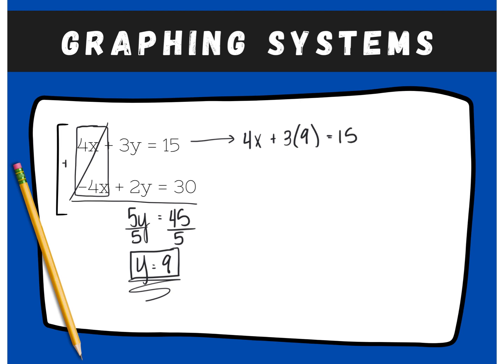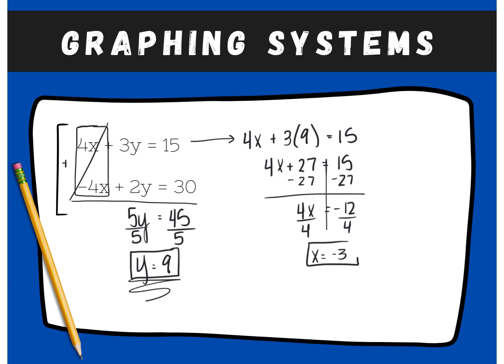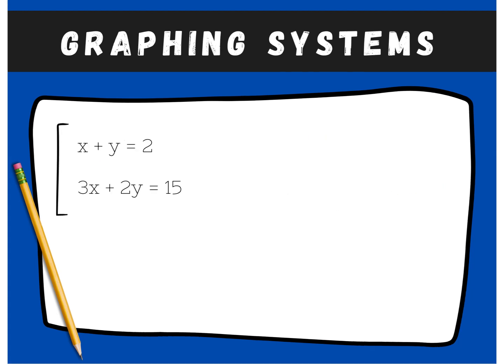And again, I can solve algebraically because I have only one variable. 3 times 9 gives me 27. And this will take a little bit more solving. I need to subtract 27 from both sides. I get 4x equal to negative 12. When I divide by 4, I find that x is equal to negative 3. Using elimination, I found that my system solution is negative 3, 9, an x coordinate and a y coordinate every single time. Let's try another.